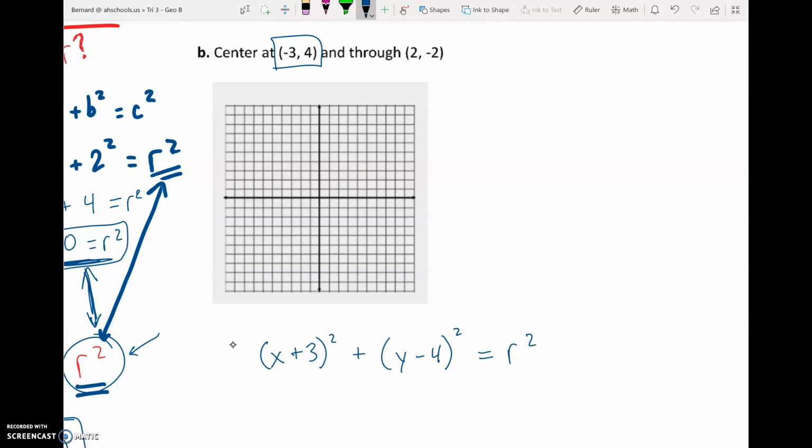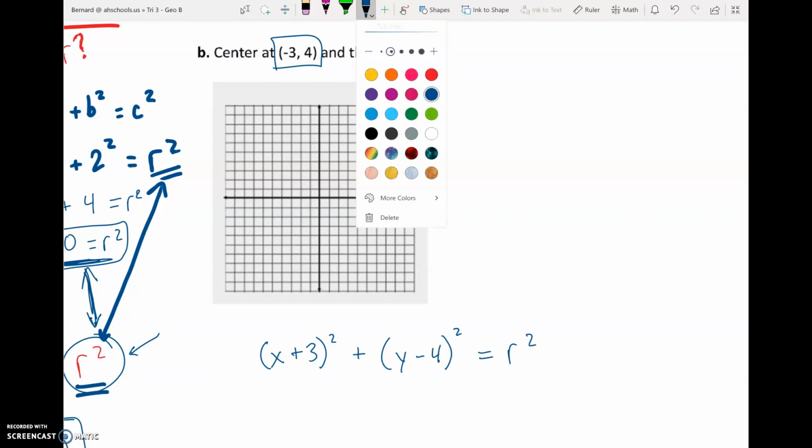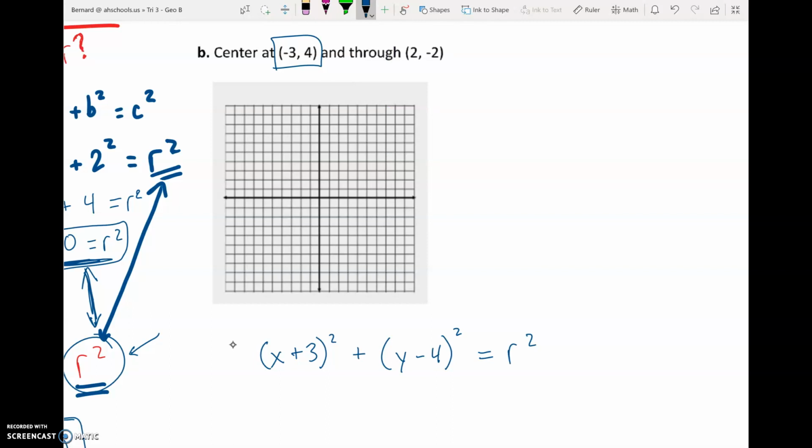We need to figure out r squared again, right? So let's put a dot at -3, 4. So left 3, up 4. That's our center. And then we'll put a dot also at 2, -2. That's the point this goes through. So our circle is going to look something like that. We don't know exactly, but we need to find this distance here because that equals what our r is, right? Any line from the center to the edge of the circle is always what your radius is.